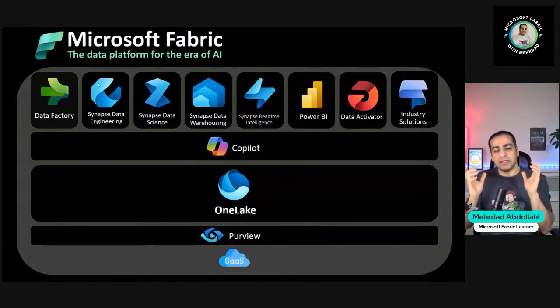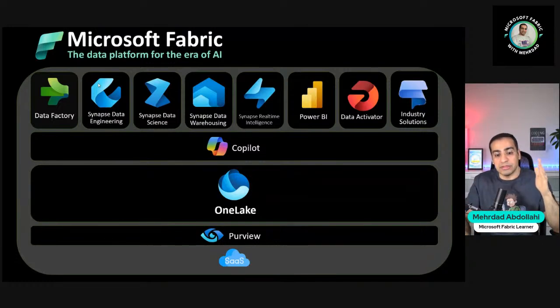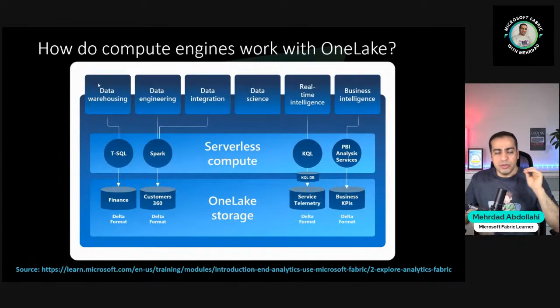So all of these components that we talked about are available in Fabric, and all of them are working with OneLake as a centralized storage. So how are these compute engines working with OneLake? As you can see at the bottom, we have the OneLake storage, where the data is going to be stored, let's say, in Delta format.